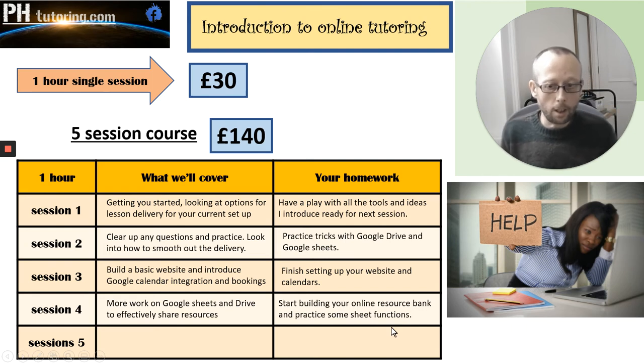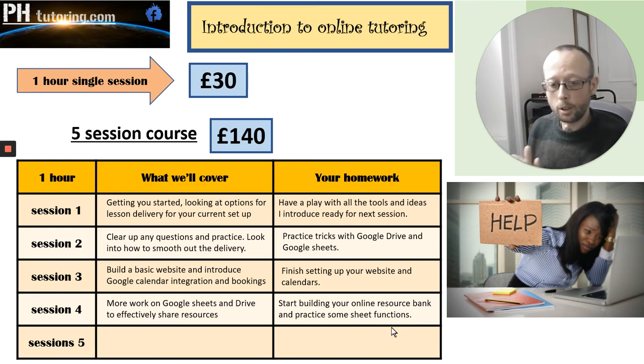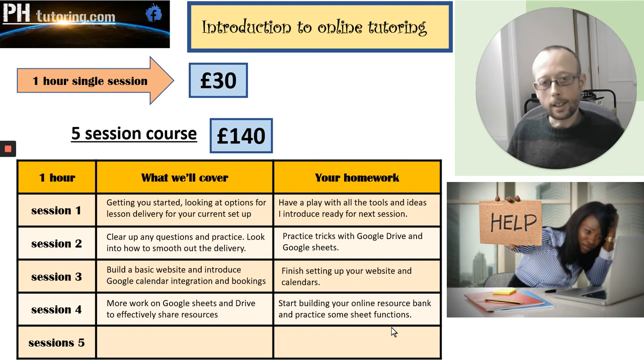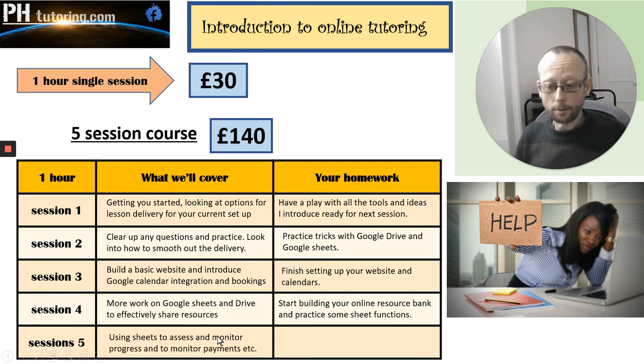So what you're going to do for homework would be to go away and produce an online resource bank from the skills I'll be teaching, and practice some of the different things that you can do with Google Sheets, which will involve collecting information from different parts of your Google Drive and producing links which students can then click on, and you can filter those links based on the subject, based on ability, based on GCSE, Key Stage 3, A-level, whatever it is. So that would be session 4.